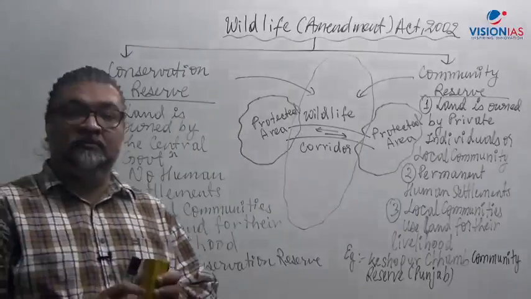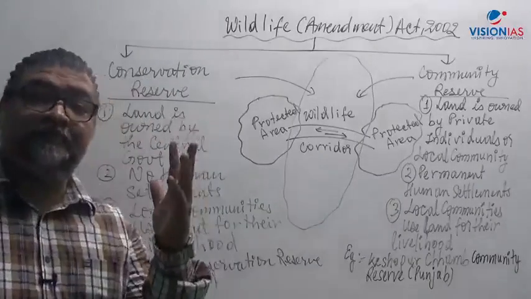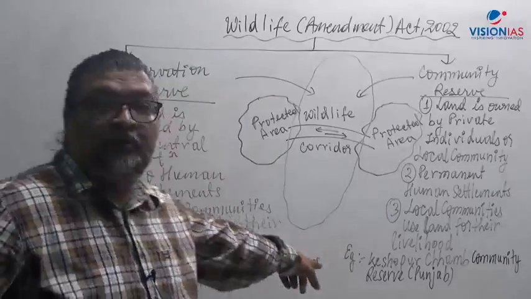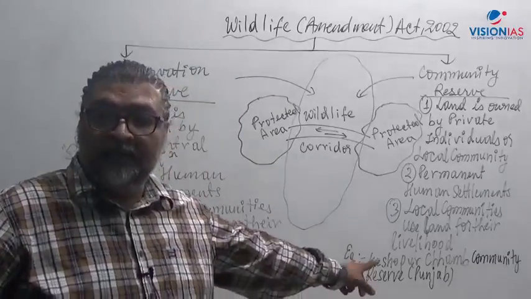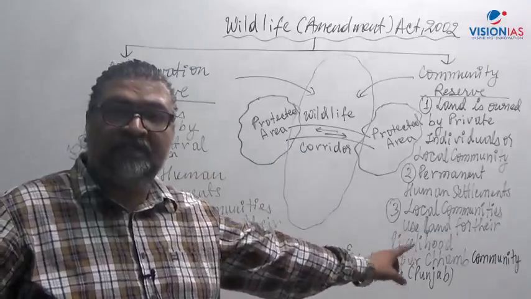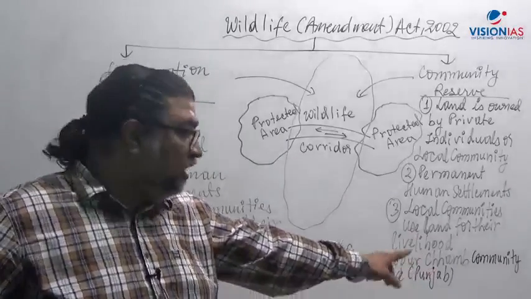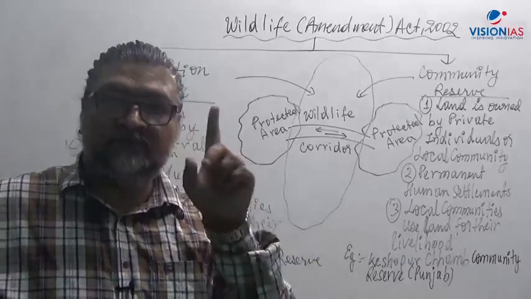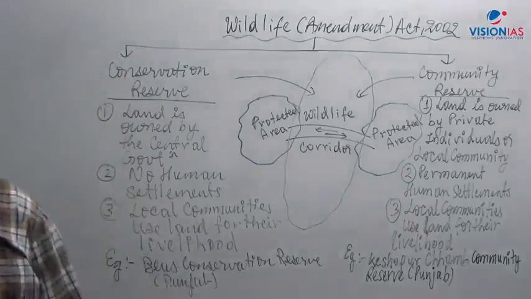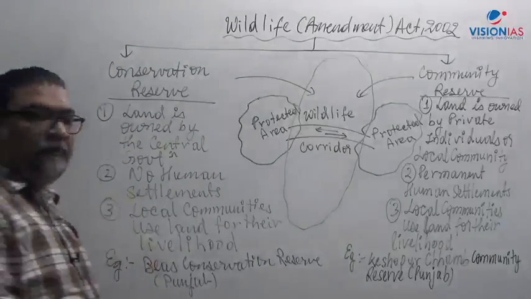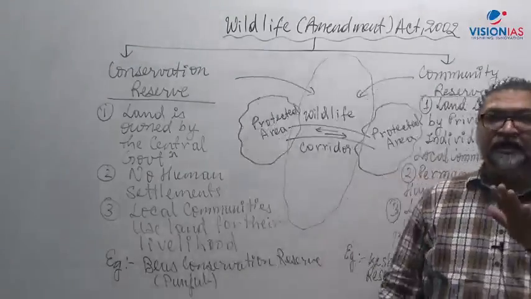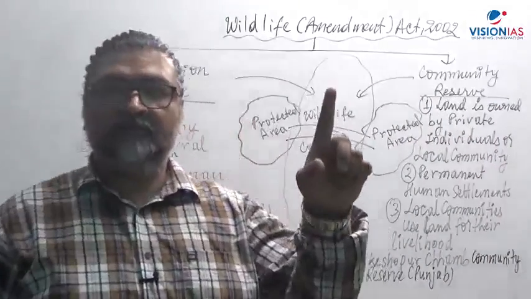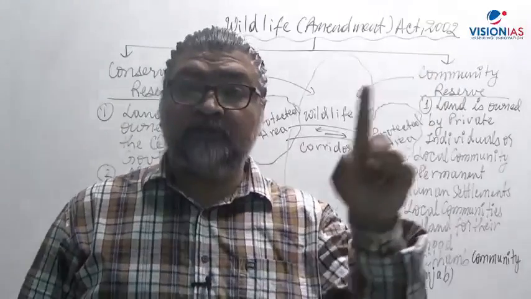Sunny Deol, Member of Parliament, constituency Gurdaspur in Punjab. Keshopur Chamb, the Chamb community reserve in Punjab. It is India's first community reserve. Now, this Keshopur Myani or Keshopur Chamb, Myani is the name of the community which lives there in Keshopur.